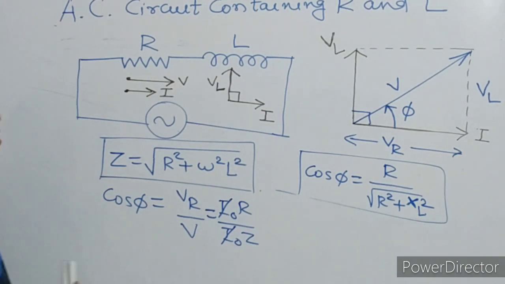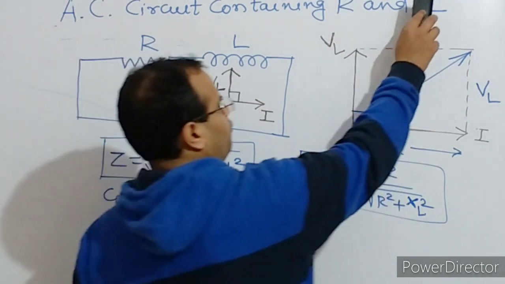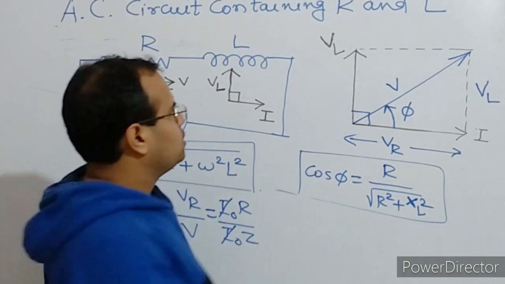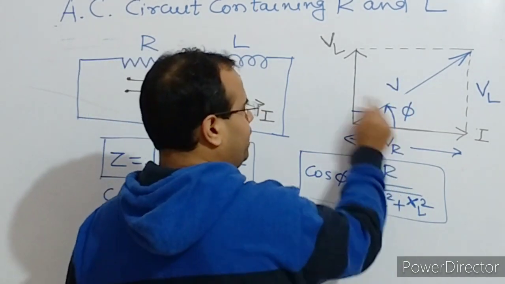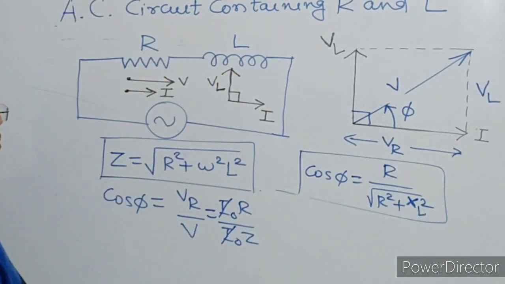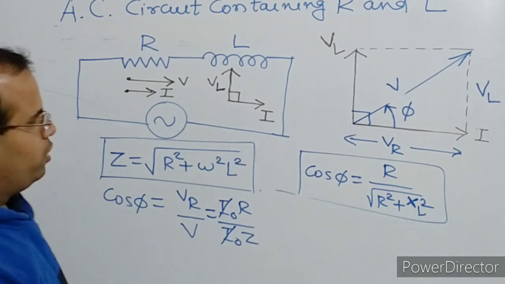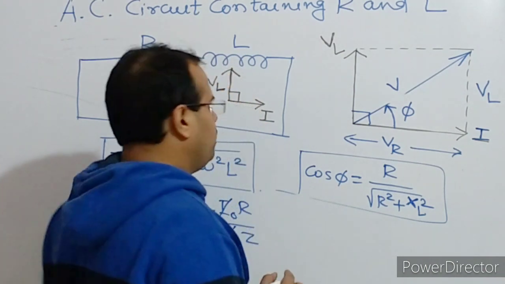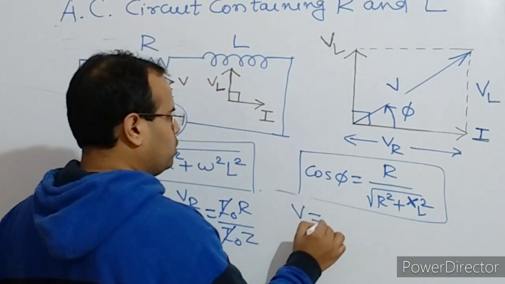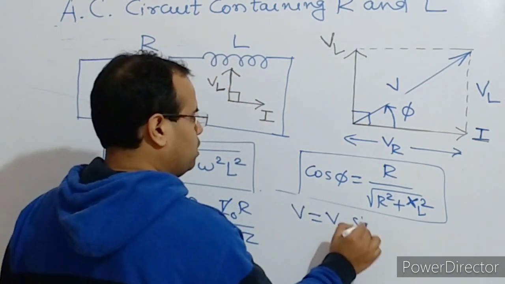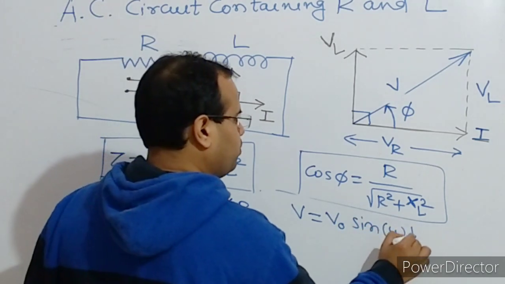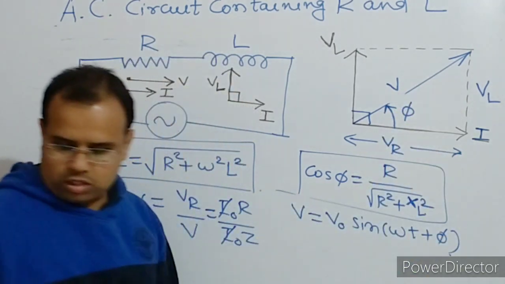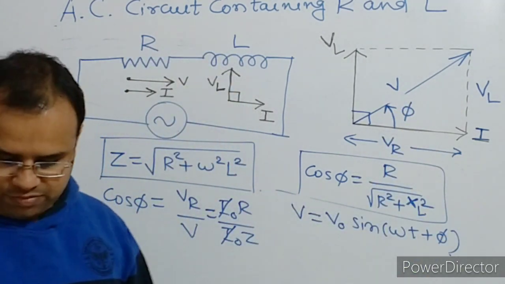One more thing, as you know here, the resultant V is leading by angle phi. You can write the expression of it. Suppose that current is here. V is written as V equals V naught sine omega t plus phi, because it is leading this current by angle phi. So that's why you can write it as plus phi.